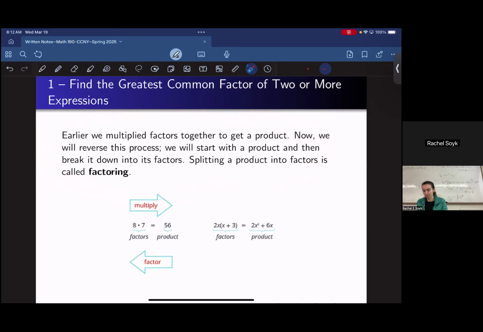Start with the product and then break it down into factors. Splitting the product into factors is called factoring.